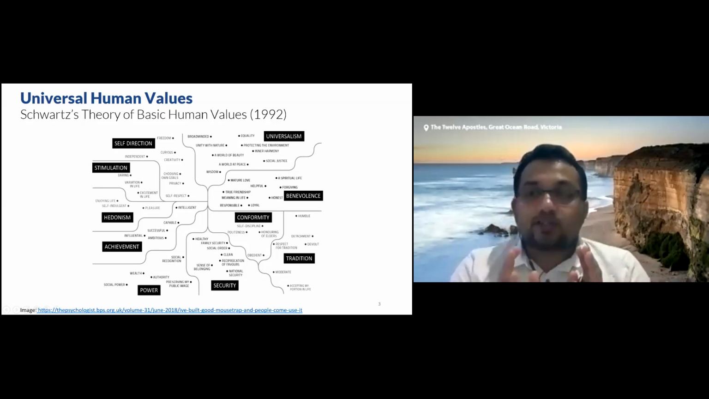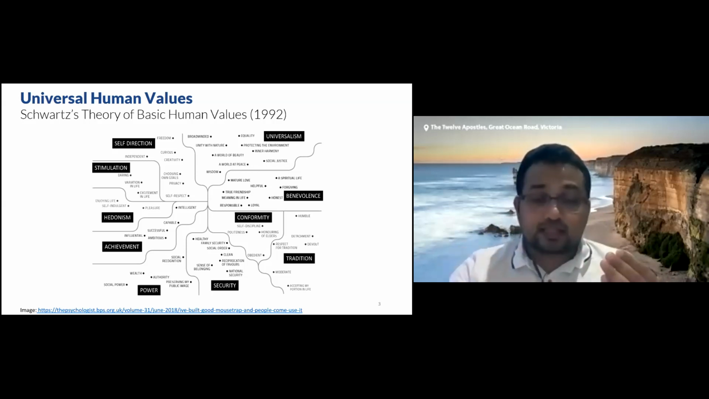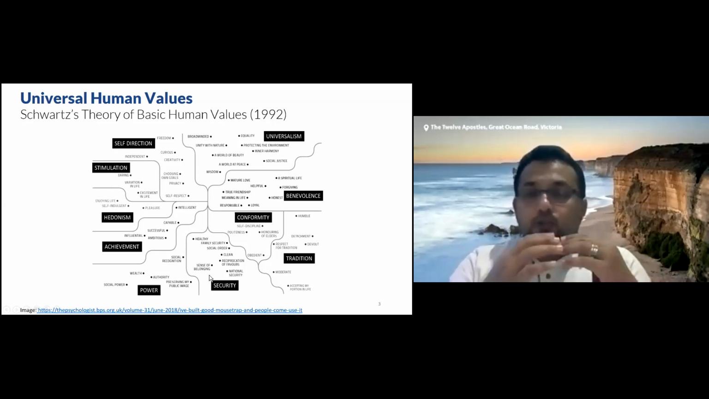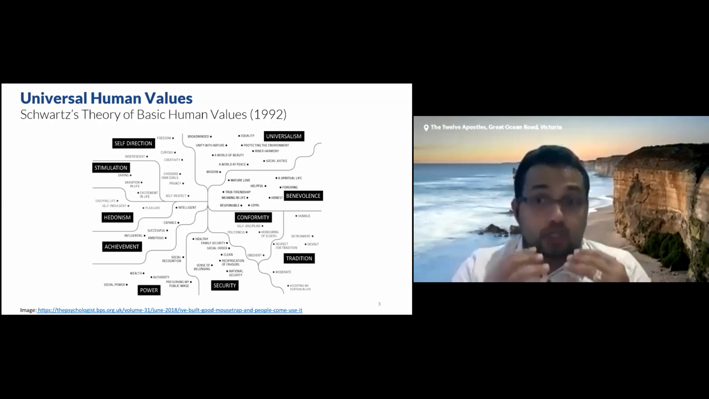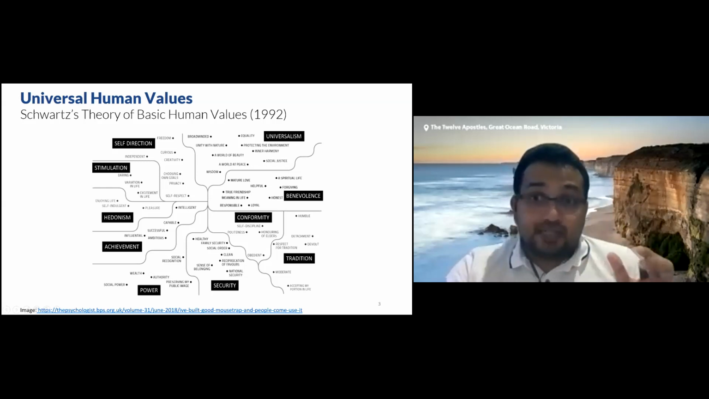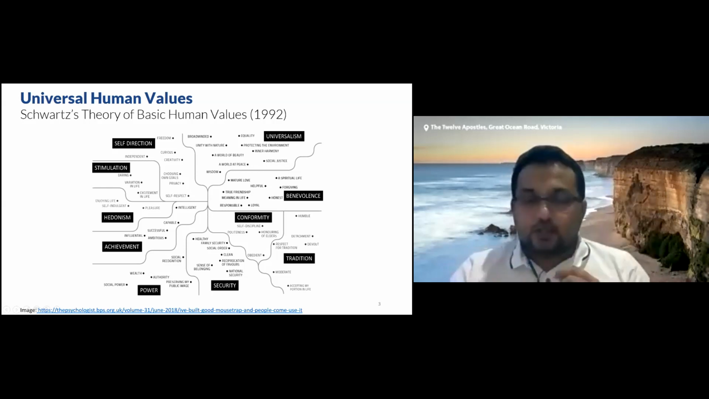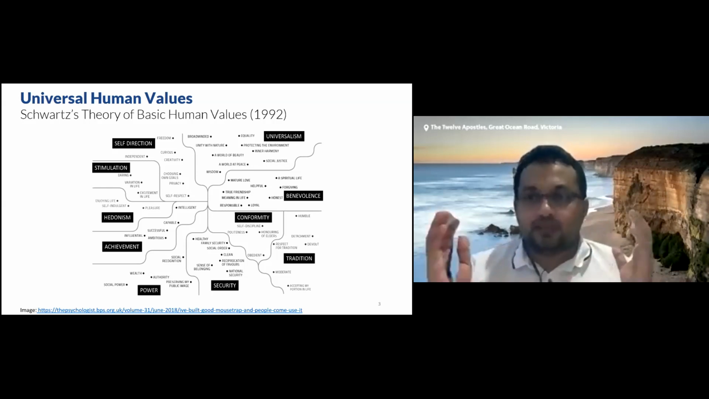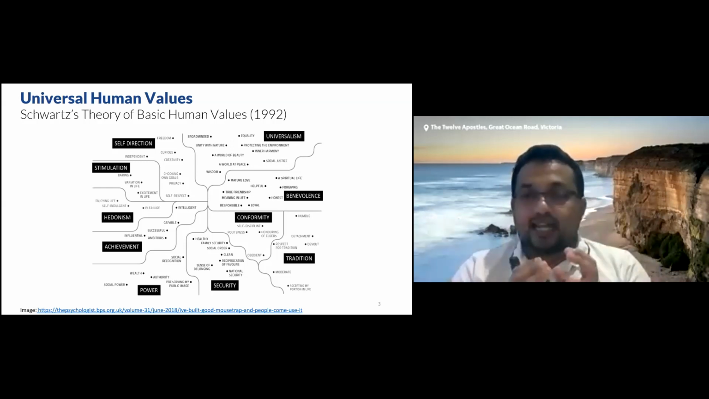This circular structure has a meaning. If you take values which sit next to each other, something like power and security, or even value items, something like social recognition and sense of belonging, these values share a common motive. But if you take values from two bipolar directions, something like choosing your own goal against being obedient, those are in tension. So in our research, whenever we talk about human values, we tend to come to this model to understand the values and their impact on each other.